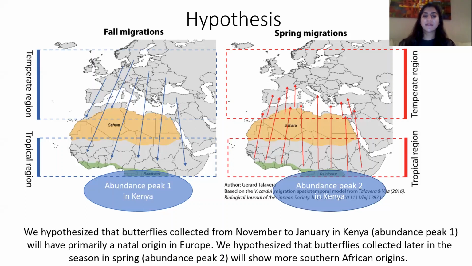We hypothesize that butterflies collected from November to January will have primarily a natal origin in Europe, while the butterflies collected later in the season in spring will show more Southern African origins.